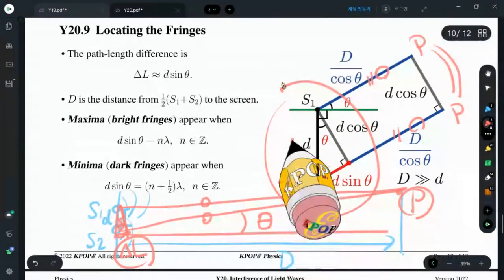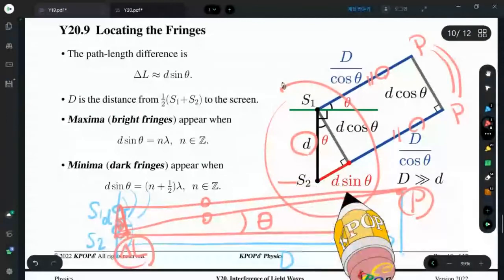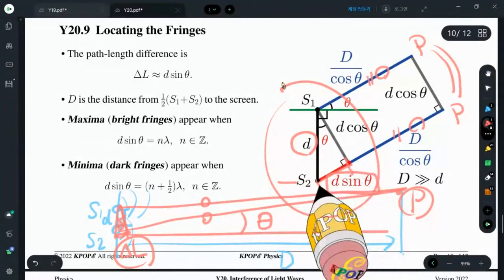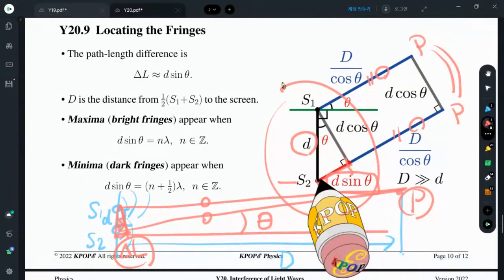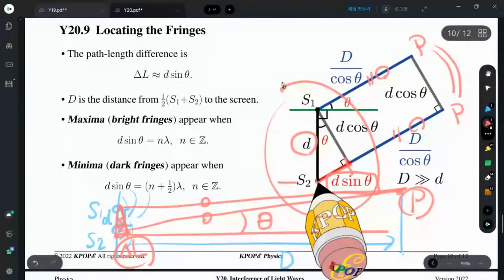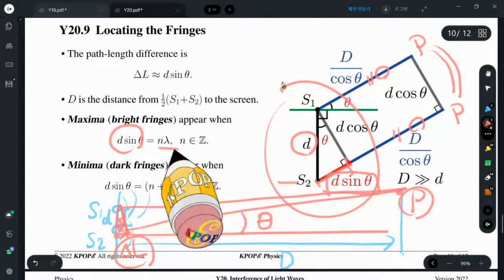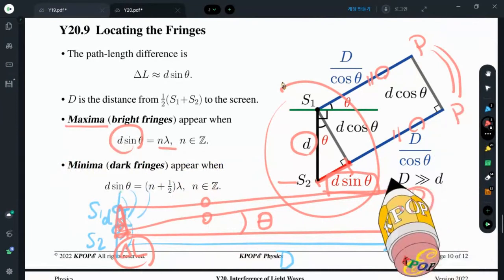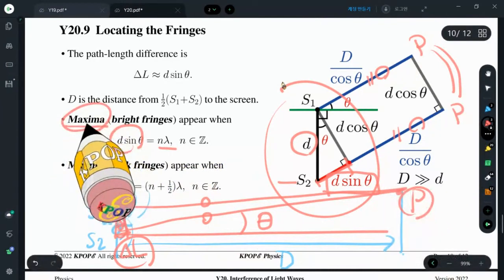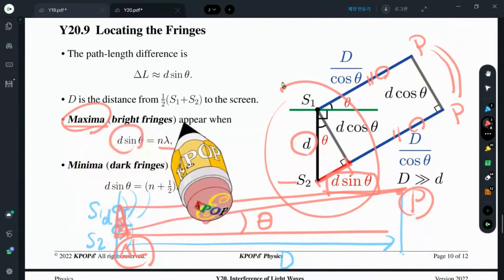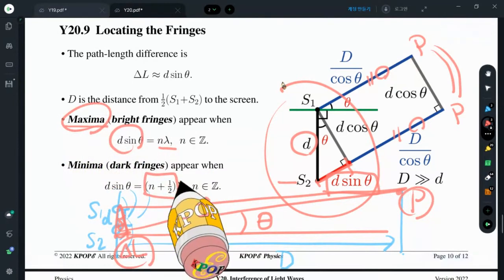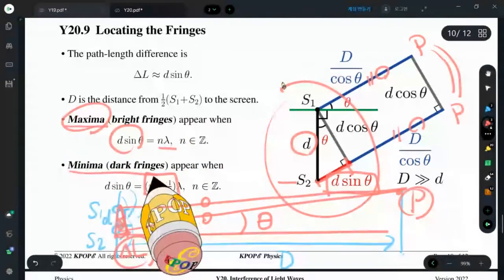Therefore, the distance small d multiplied by sine theta should be the path length difference between the two light waves. If this path length difference is an integral multiple of the wavelength lambda, then you will find maximum bright points, so bright fringes. If it is a half-integral multiple of the wavelength, then it becomes a minimum.